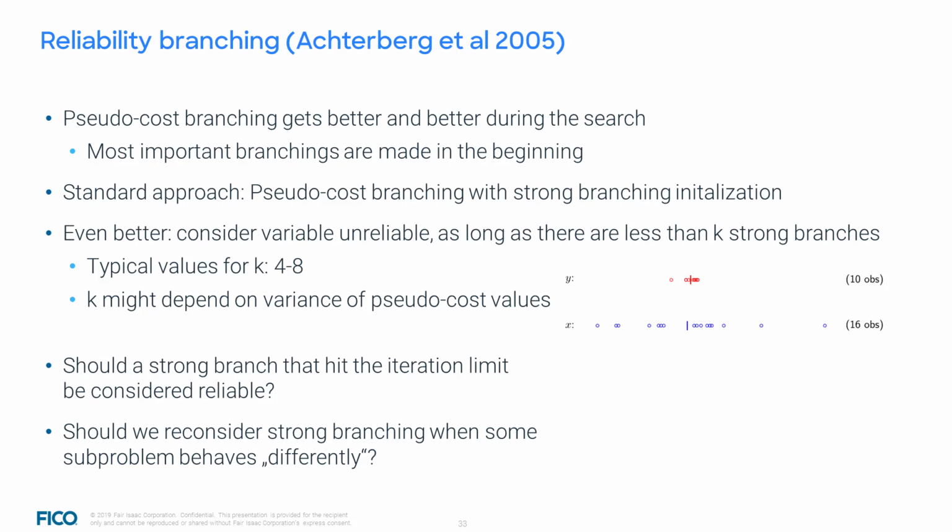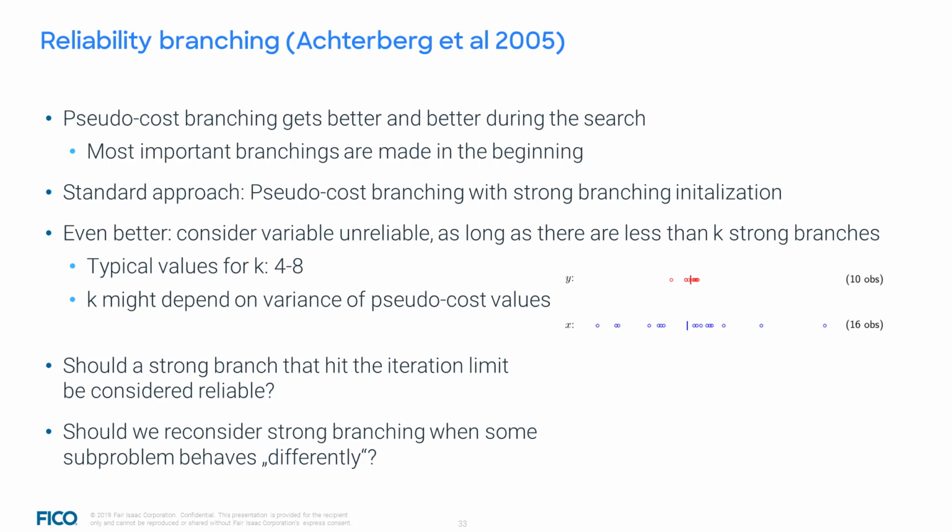Moreover, follow-up publications have shown that it also makes sense to have k depend on the variance of the pseudo-cost values. The logic behind this can be understood in this picture. For the red variable there are only 10 observations, but they're almost the same, hence the average can be considered a safe prediction. Whereas, for the blue one, where there are 16 observations with very high variance, the value to choose to make the next prediction appears unsafe.